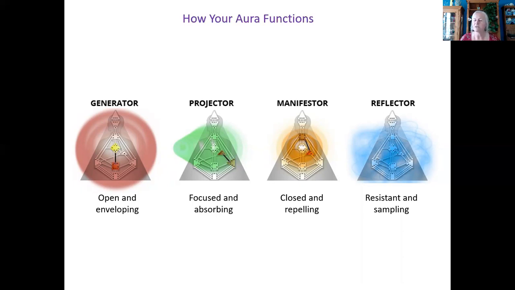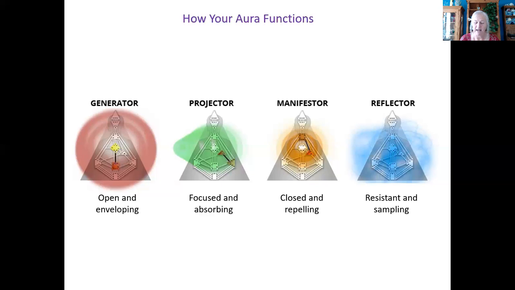A manifestor has a closed and repelling aura. So it actually feels like somebody's closed off, and there's a slight push feeling when you encounter a manifestor, almost an energetic boundary, and you get a little bit pushed back. And then a reflector has a resistant and sampling aura. So they're sampling the environment around them all the time.